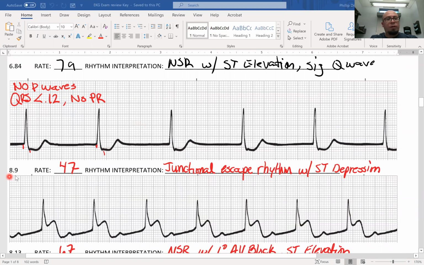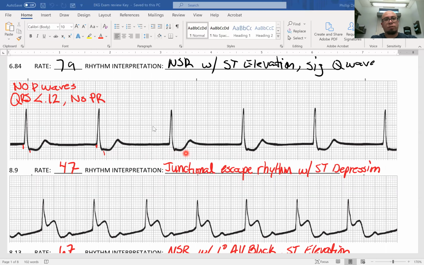In 8.9, we have a regular rhythm as well. However, we have no P waves. We have a QRS interval less than 0.12 seconds, no PR interval because we have no P waves. We have 47 beats per minute. We call this a junctional escape rhythm with ST segment depression.